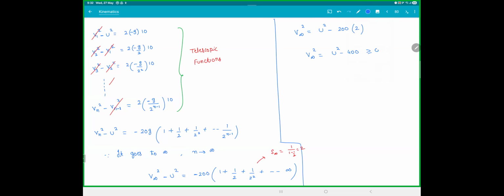This should be greater than or equal to 0, because when you want to reach infinity, your speed can be zero at the limit. This will give you u square is greater than or equal to 400. This will give you u must be greater than or equal to 20 meters per second. So this is saying any speed greater than 20, you're going to escape to infinity. Therefore, the minimum speed is 20.